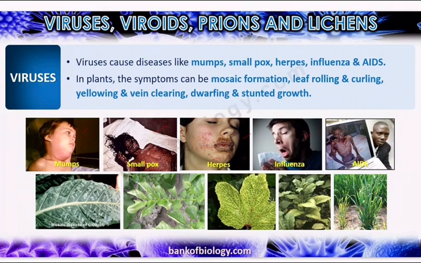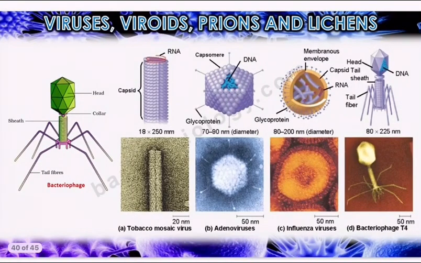In plants, the symptoms can be mosaic formation, like in tobacco, leaf rolling, sometimes you must have seen the leaf gets folded, yellowing of the leaves you must have seen, vein clearing, veins will be eaten off, dwarfing and stunted growth. So this is how the viruses play havoc in our life. So basically viruses, viroids, prions and lichens.